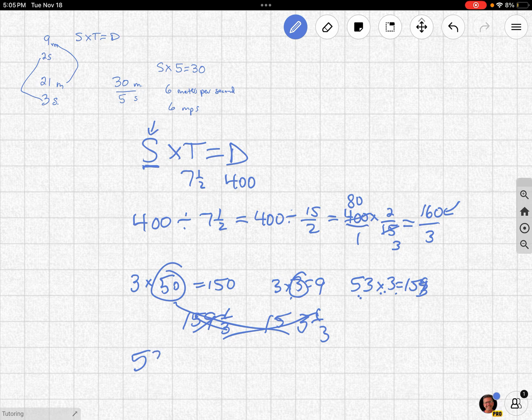So we've got 53 and 1/3 is the miles per hour, mph, that it's going to travel the distance of 400 miles in 7.5 hours. Whew. Okay, finally got it right. Hopefully you got it right. Go ahead and pause the video, do number 8. Maybe I'll do better on number 8 after you're done with that one.